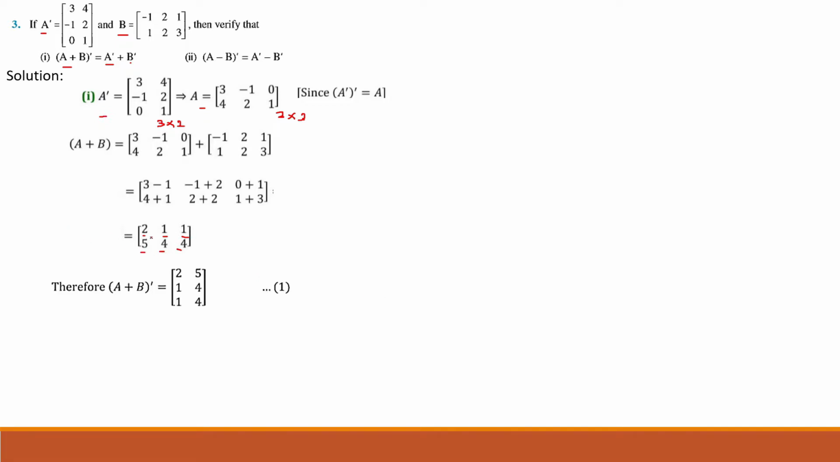And we have to find A plus B the whole transpose. So taking the transpose of this, first row becomes first column, second row becomes second column. Let us take this as equation 1. And again, on the right hand side of the equation, we have to find A dash plus B dash.